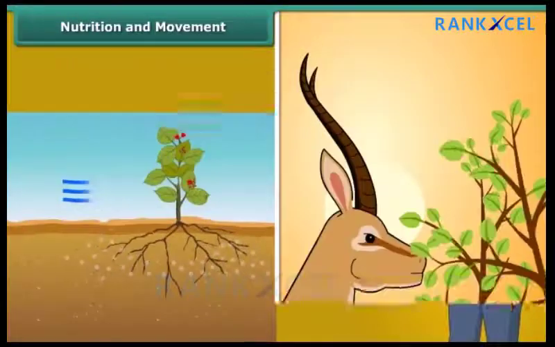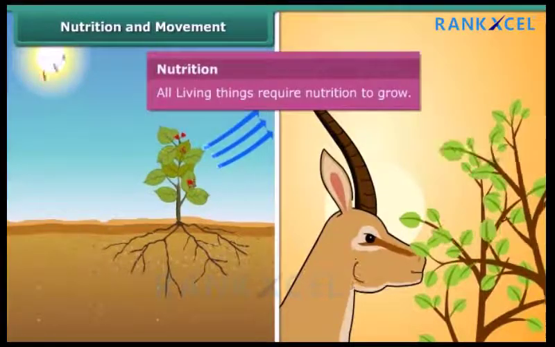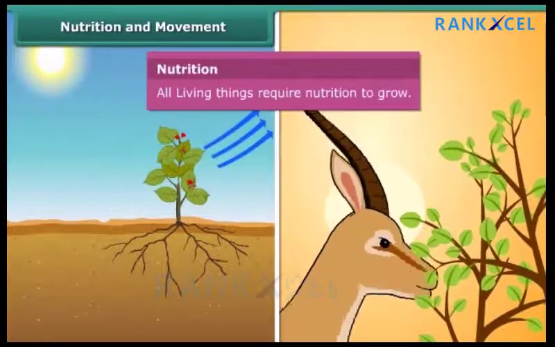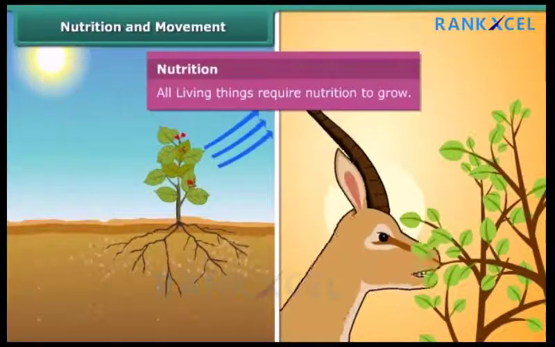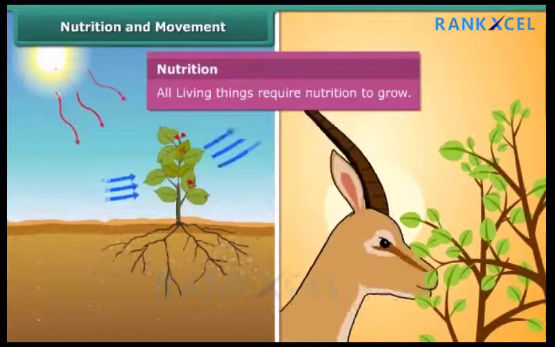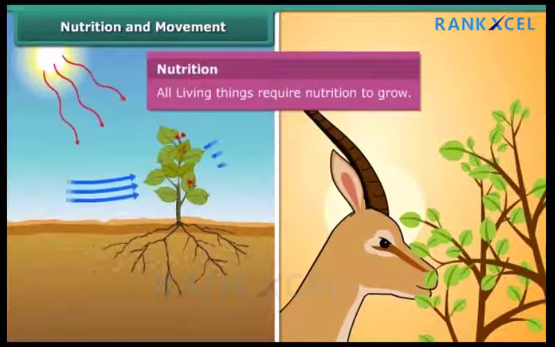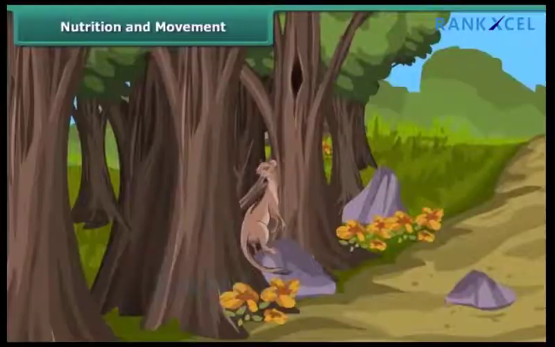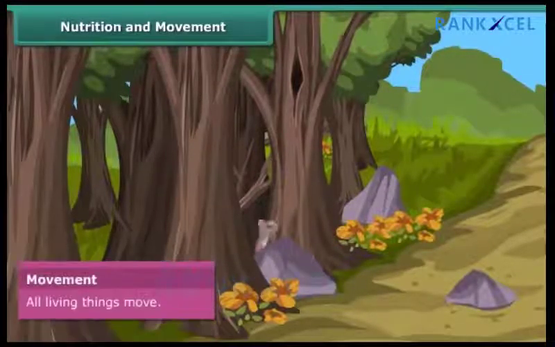Another important characteristic of living things is nutrition. All plants and animals require food to grow and survive. Plants prepare their own food by the process of photosynthesis in the presence of sunlight, whereas animals depend on plants for their food. Another important characteristic of living organisms is movement.